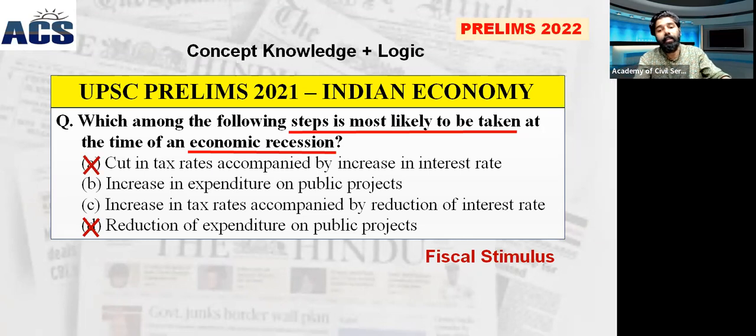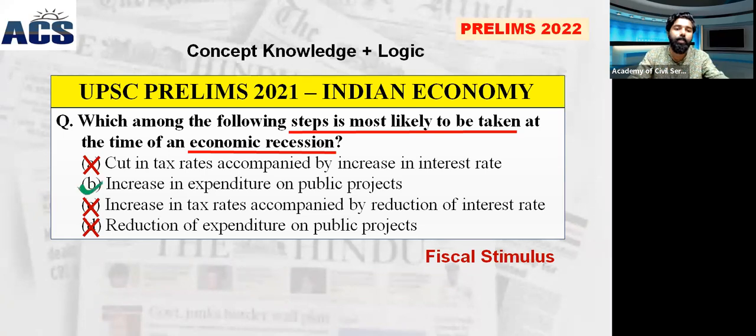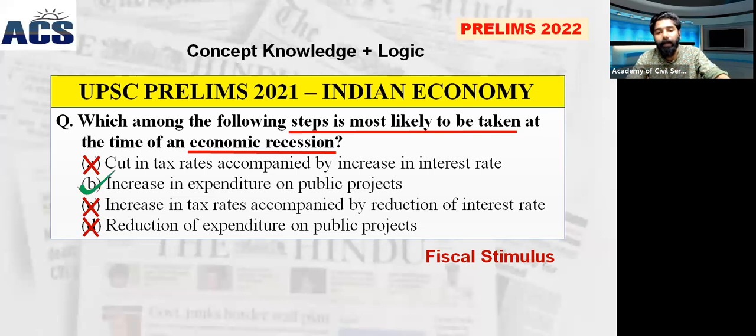Cutting the tax rate accompanied by increasing the interest rate does not have any relation with addressing the economic recession, so option A is also eliminated. Increasing the tax rate also does not have any relation with that. So we will eliminate options A and B. The right answer to this question, by conceptual knowledge, is increasing the expenditure on public projects.